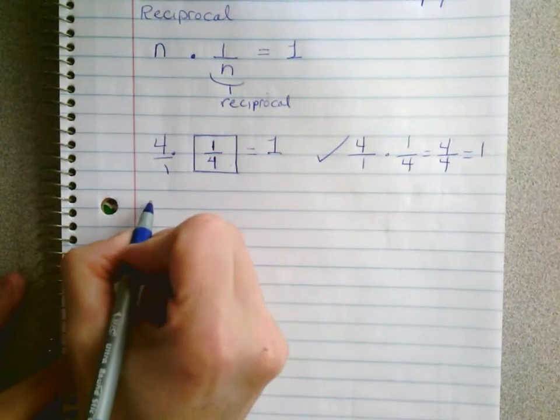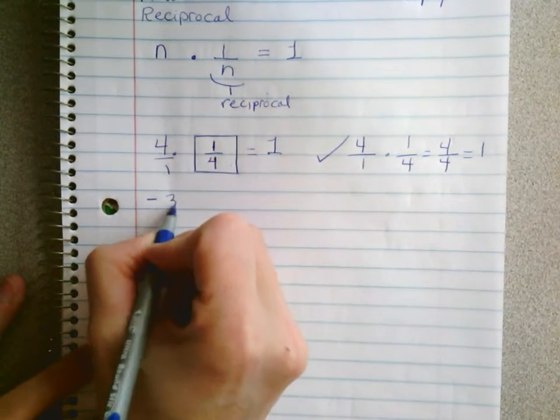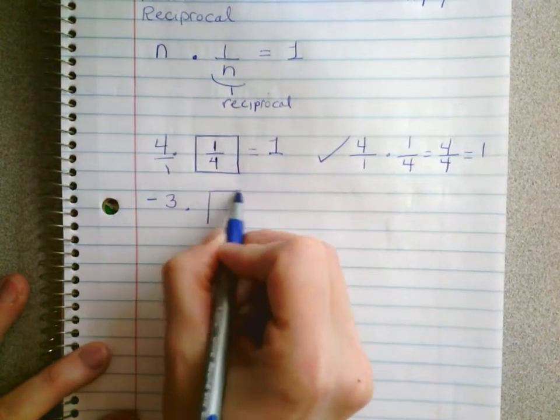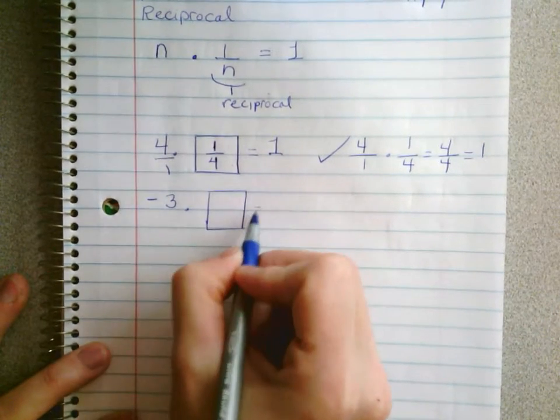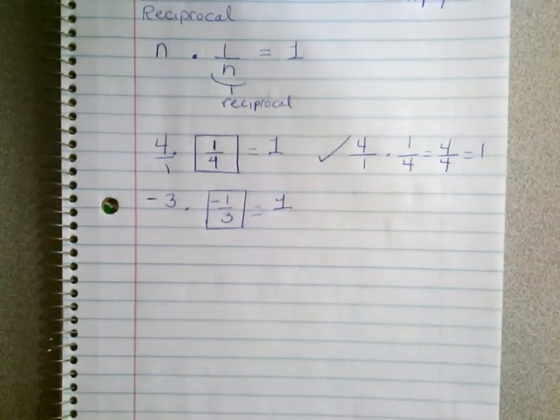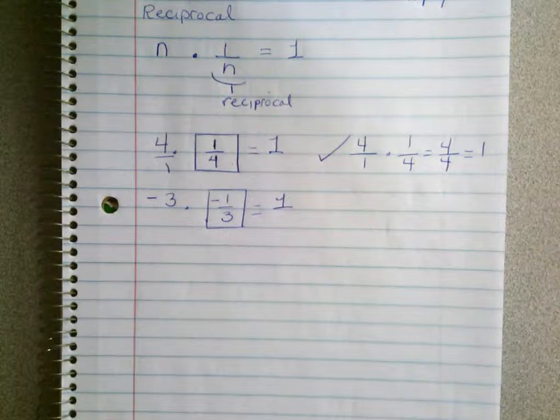Even if it's a negative number, -3, the reciprocal stays the same sign because the product needs to be a 1. -1/3. So the reciprocal of -3 is -1/3.